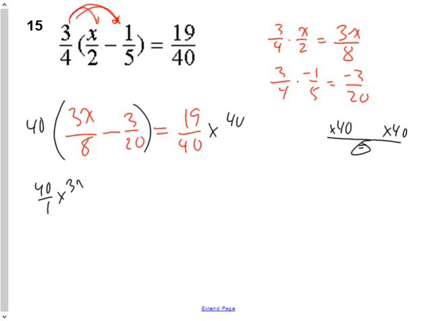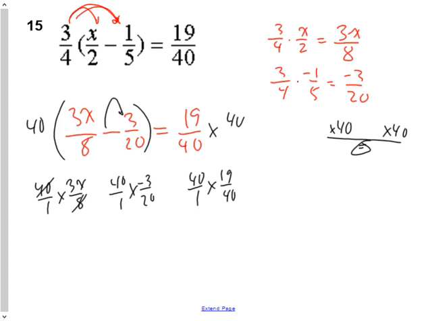So 3x over 8 is going to be multiplied by 40. Negative 3/20 is also going to be multiplied by 40. Remember, put that negative sign up with your numerator. It's still a part of the equation. And 19 over 40 is going to be multiplied by 40. So we're making both sides 40 times larger.